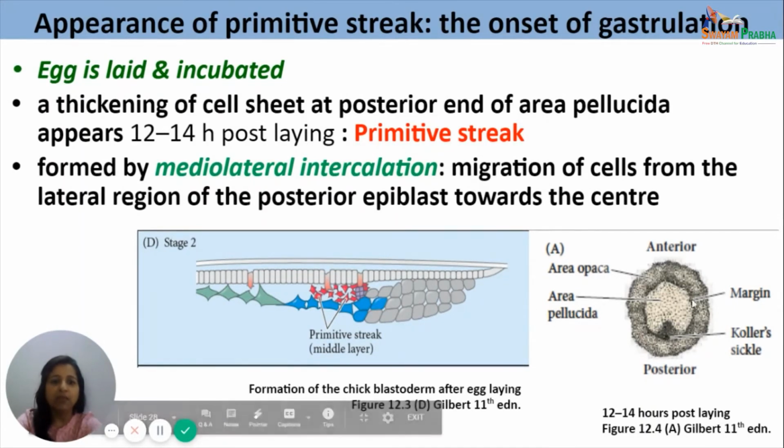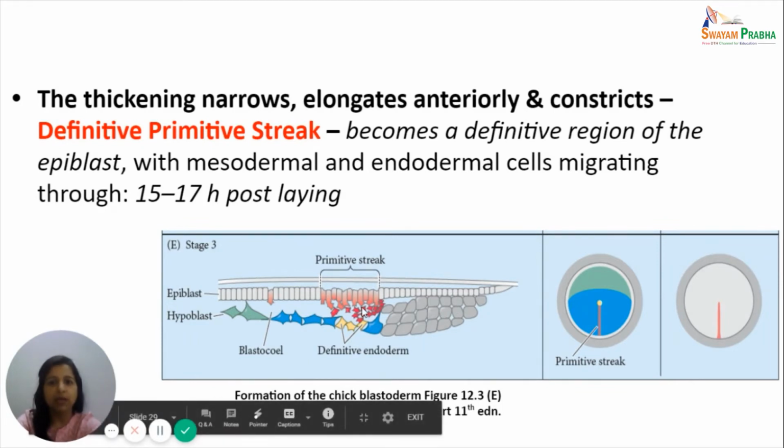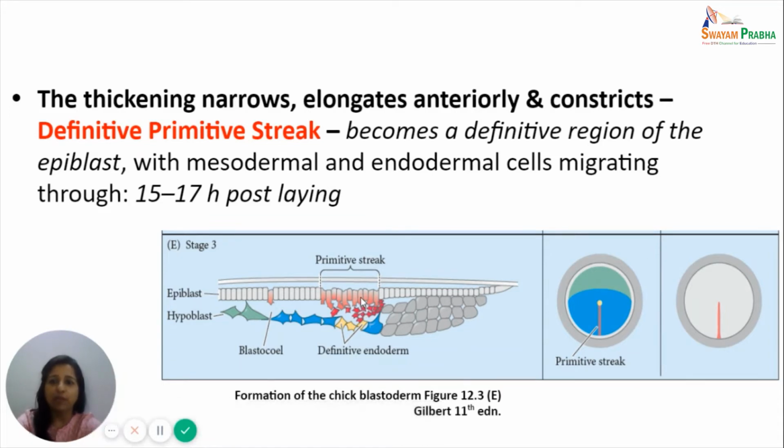This is the area pellucida shown here and the marginal zone, which is followed by the area opaca. Now this thickening will narrow and elongate anteriorly and undergo a constriction to form the definitive primitive streak. This definitive primitive streak becomes a definitive region of the epiblast with mesodermal and endodermal cells migrating through it. This happens some 15 to 17 hours post-laying.